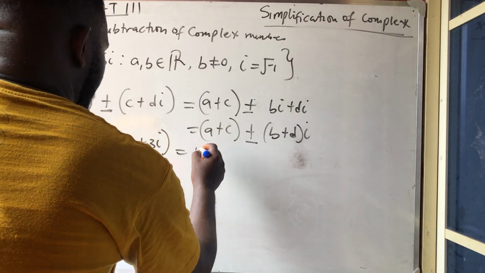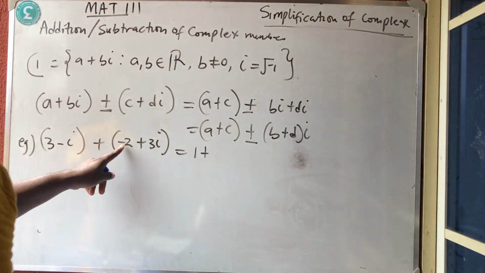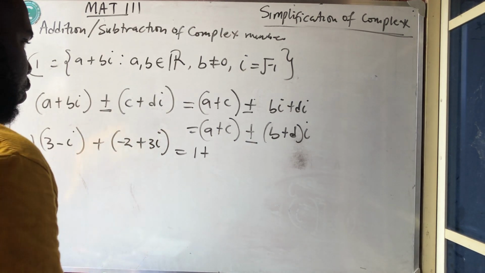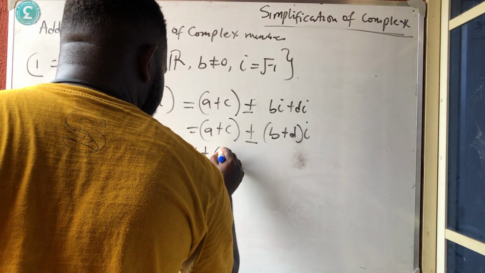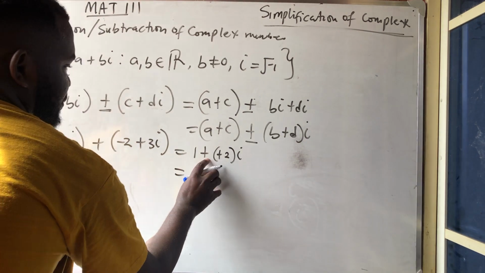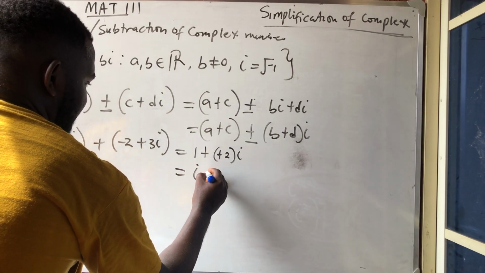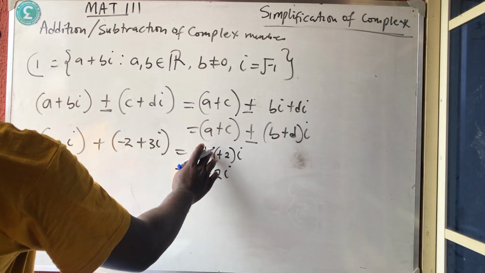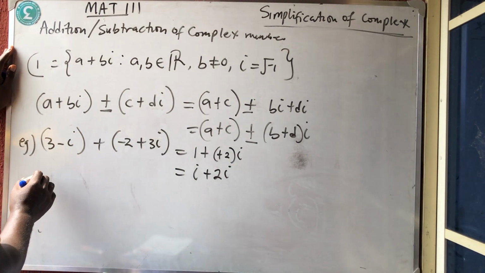I'm having 1 plus, okay, minus 1, only the coefficient is what you're adding. Minus 1 plus 3 will give you what? Plus 2. Then put the i they have. So the plus is plus. I'm having 1 plus 2i. Or in fact, you may not even put this plus. Anything you get. Let me give you another example.